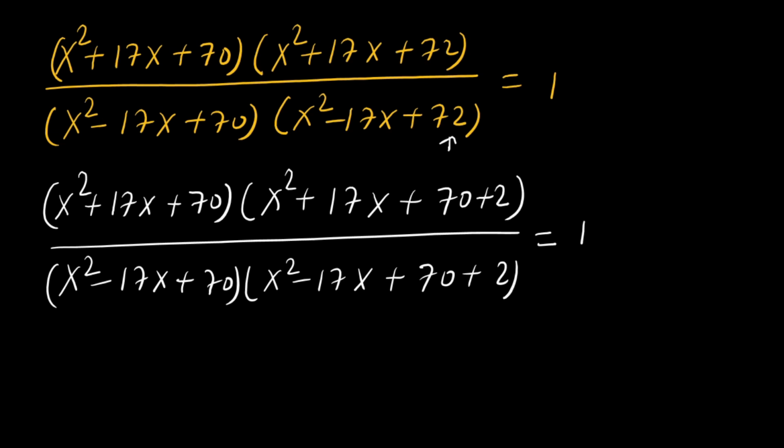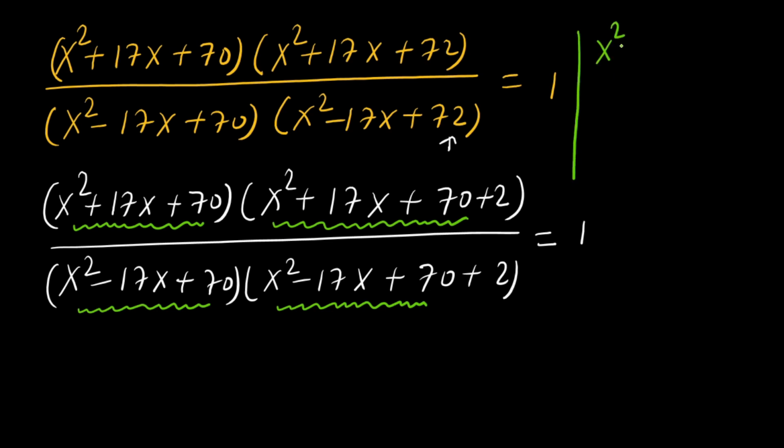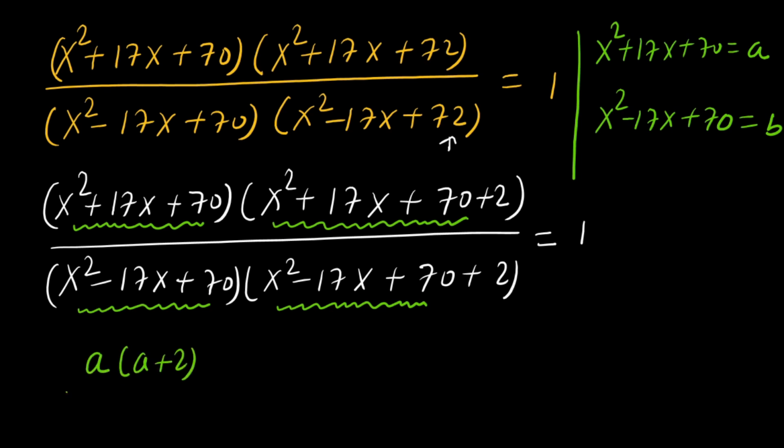Now we will apply the substitution method. If we substitute x square plus 17x plus 70 equal to A, then this expression is also A, and x square minus 17x plus 70 equal to B, so this expression is also B. Then in the numerator A times A plus 2, and in the denominator B times B plus 2, and this is equal to 1. Here the right hand side is 1.